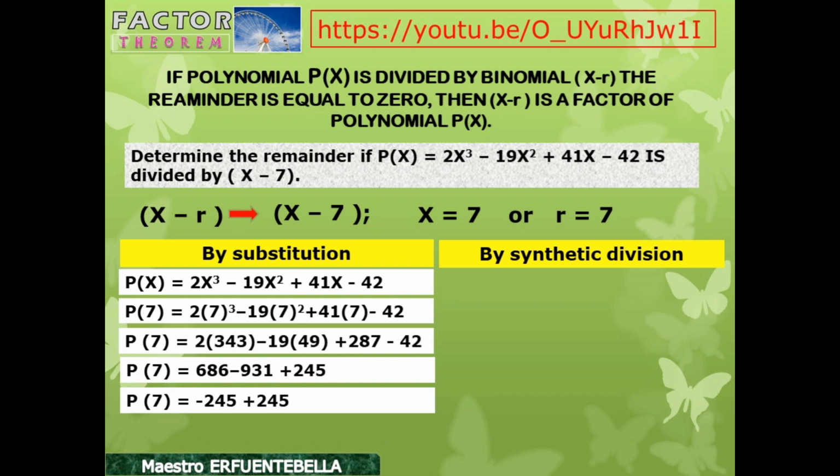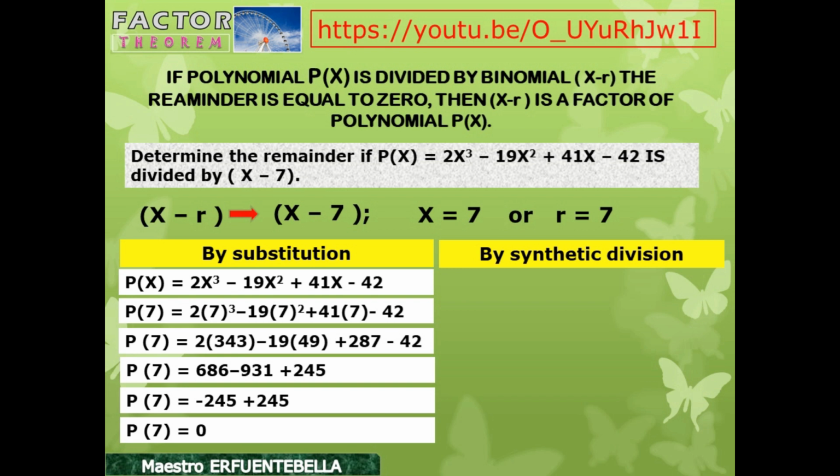Okay, so p of 7 now is equal to negative 45. That is the sum of 686 plus negative 931 plus 245. And so therefore, p of 7 is equal to 0. So according to the remainder theorem, that 0 is also the remainder of dividing 2x cubed minus 19x squared plus 41x minus 42 by x minus 7.